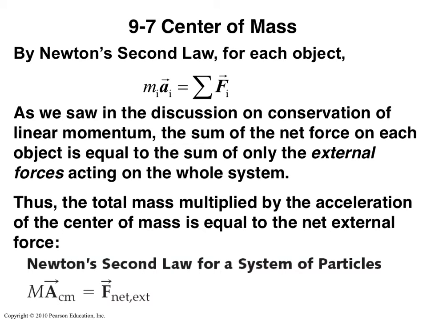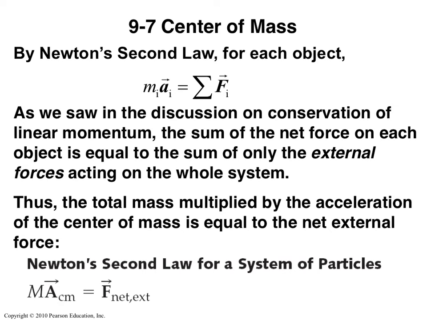Okay, now let me write down the expression and you'll see it. We arrive at the acceleration of the center of mass is (m1 a1 plus m2 a2) over the total mass. And the sum of this term is just equal to the net external force divided by the total mass.